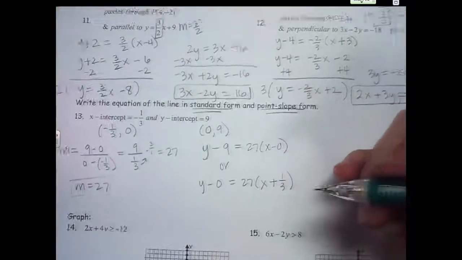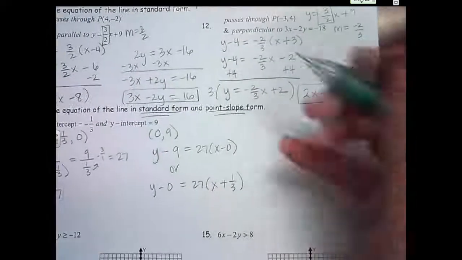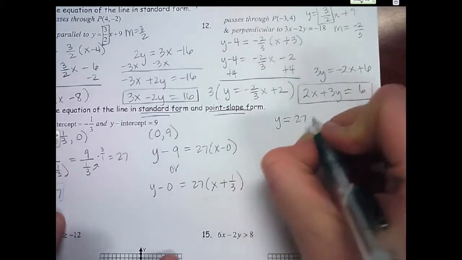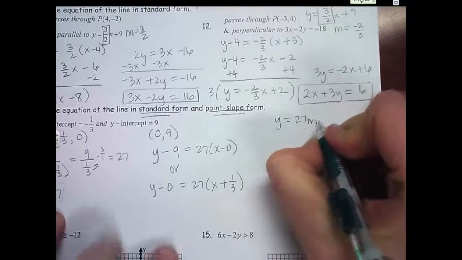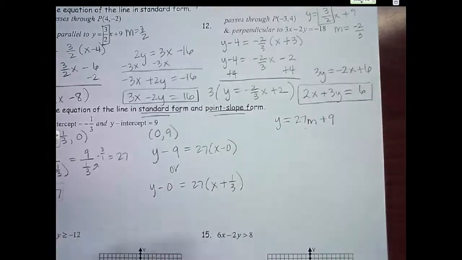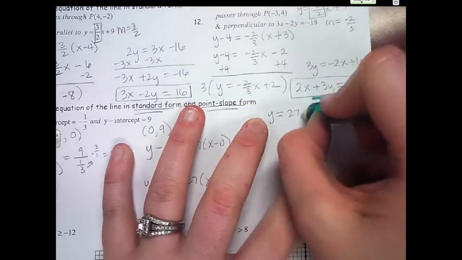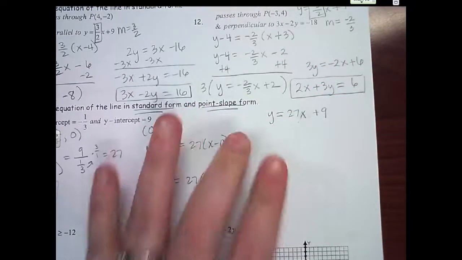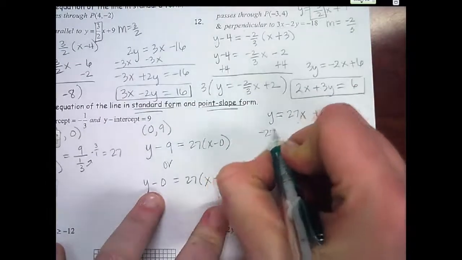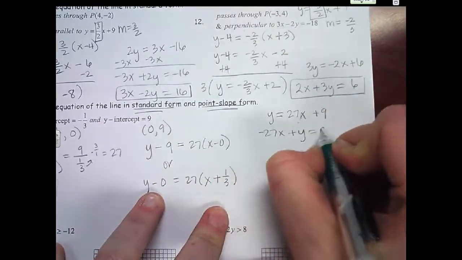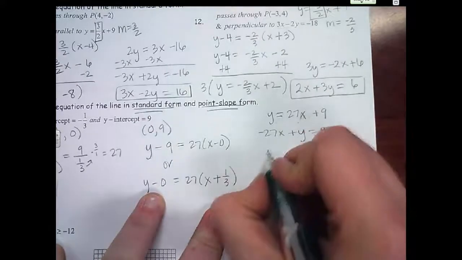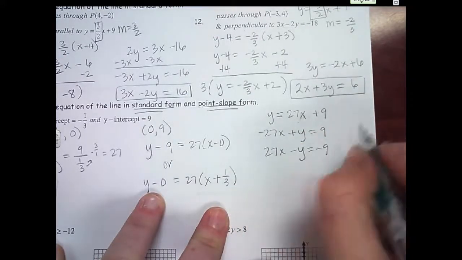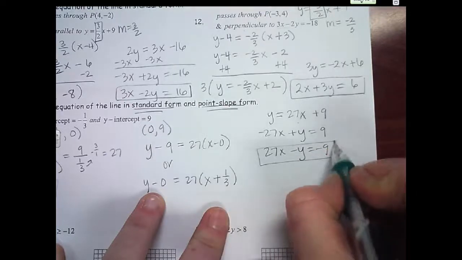So there's point slope. Now standard form, again, I'm going to start here with slope intercept form, y equals mx plus b, which is 9. So 27x plus 9. So I'm going to subtract the 27x over, so it's on the same side as the y. And then everything needs to change signs. So 27x minus y equals negative 9.